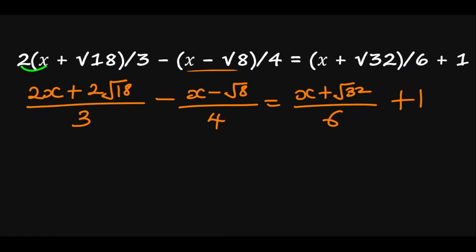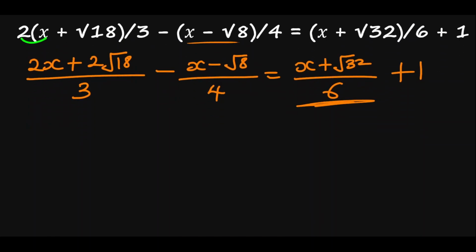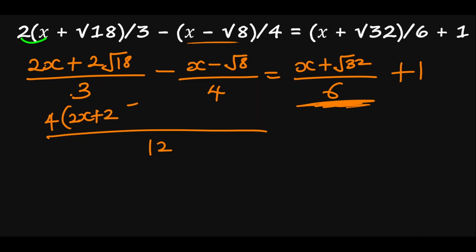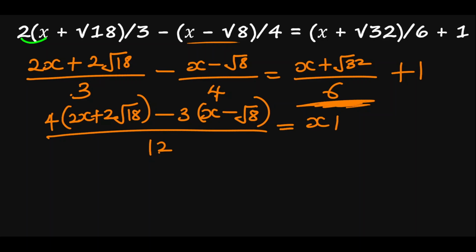On this left hand side, we are going to start gradually. We won't move this fraction yet to this side, even though it has x, because we want to decongest the left hand side first. So we try to simplify these two fractions to get just one fraction. The LCM of 3 and 4 is 12. 12 divided by 3 is 4. 4 times this gives us 4 into 2x plus 2 root 18. Then minus, 12 divided by 4 is 3. 3 times this gives us 3 into x minus root 8, equal to x plus root 32 over 6 plus 1.